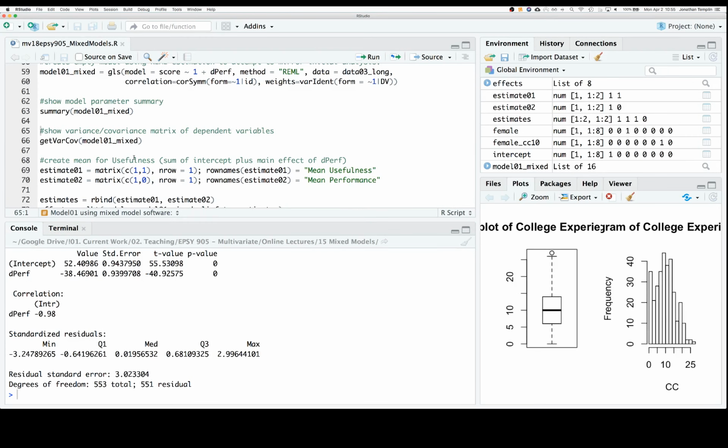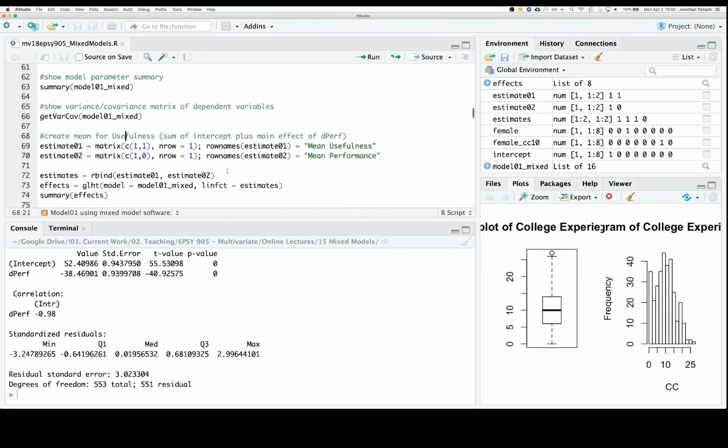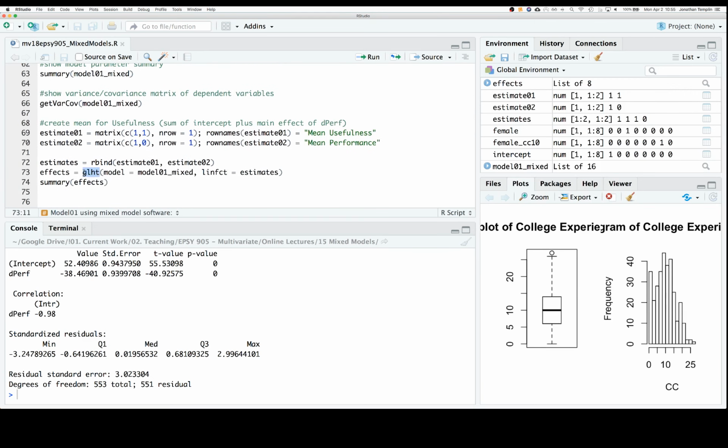The other thing that we can do, actually let's do that. Going back to my R syntax here, what we can see down a couple of lines below is we can actually use the glht function from the multcomp package to build that. So here, what we want to do, if we wanted to build the mean, this would be performance, and this would be the mean of usefulness.